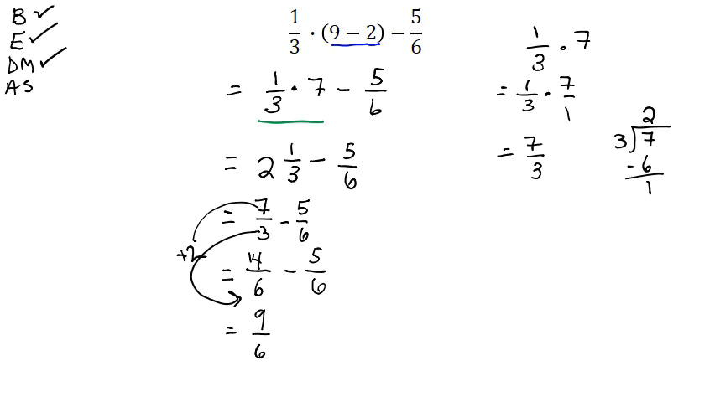So I get 9/6. And this is an improper fraction, so I need to convert it into a mixed number. How many times can 6 go into 9? Once. And 1 times 6 is 6. 9 minus 6 is 3. So this gives me 1 3/6, which we can simplify to 1 1/2. And that's how you do that problem.